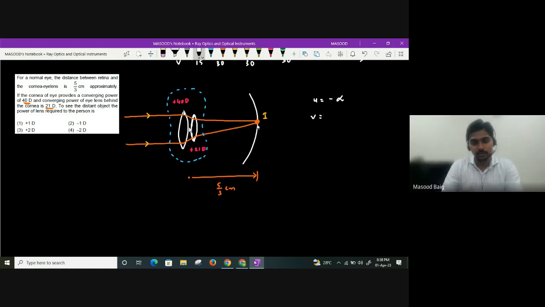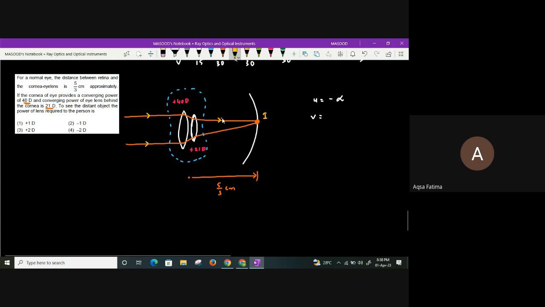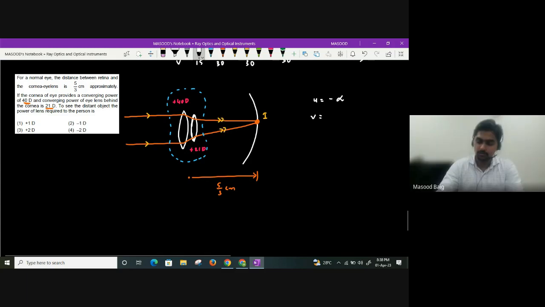So from this combination, what is the image distance? 5/3. Very good. So it will be 5/3 centimeters, which is positive. Can I apply the lens formula? 1/V - 1/U should be equal to 1/F. So what is this F here? This is the focal length of the effective combination.